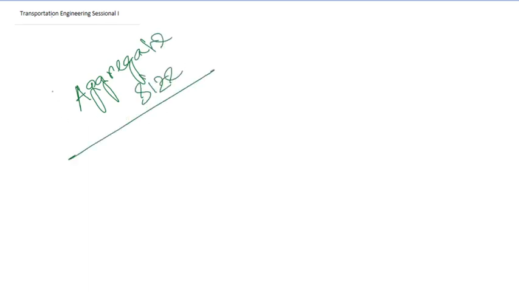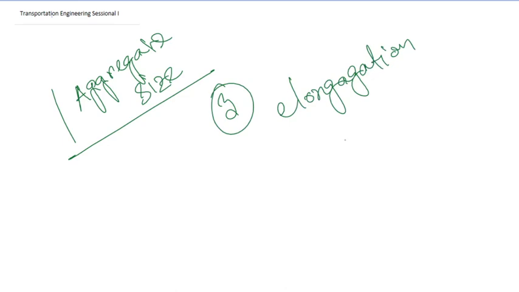Hello everyone, students. Today we will be discussing two additional experiments after the last class. Today our experiments will be related to the aggregate sizes. And aggregate size we generally measure through three properties. One is elongation, one is flakiness, and another is angularity.